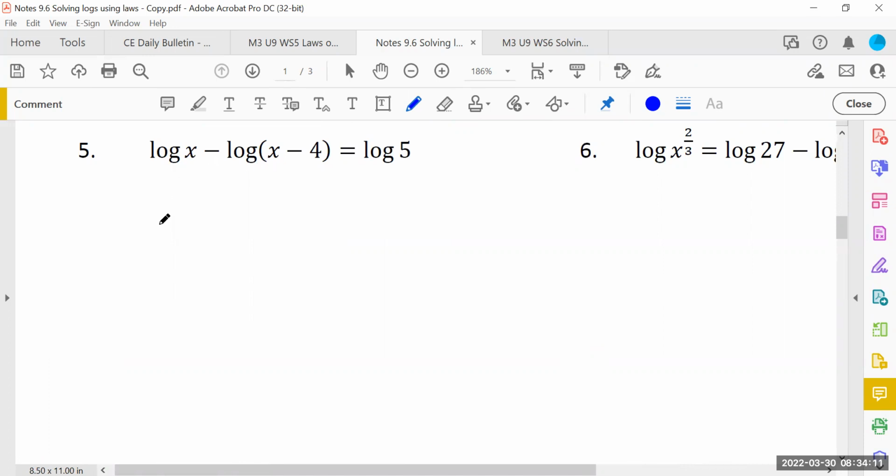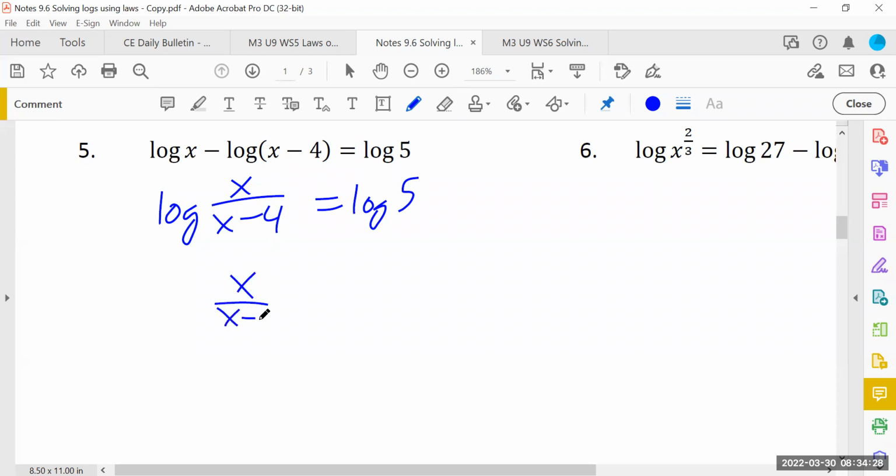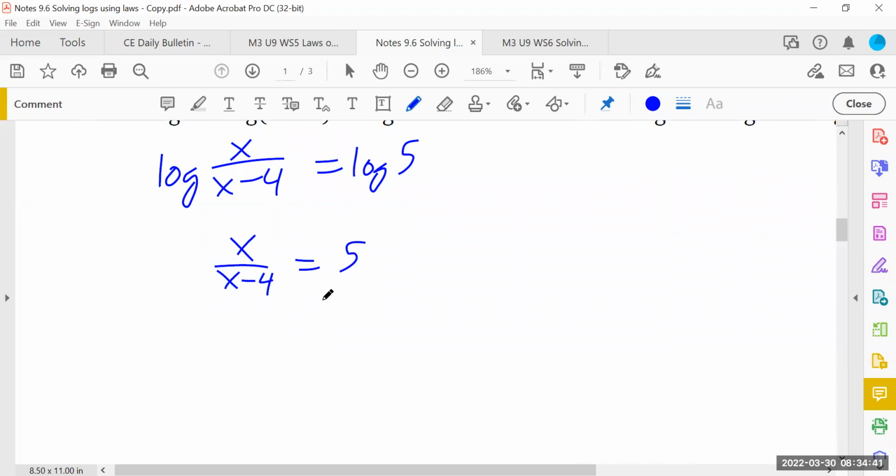I'm going to combine these logs. Log of x over x minus 4 equals log of 5. Is everybody clear why it's a division there? Subtraction becomes division. So I get x over x minus 4 equals 5. How would I solve this? How do I solve a fraction equals a number?